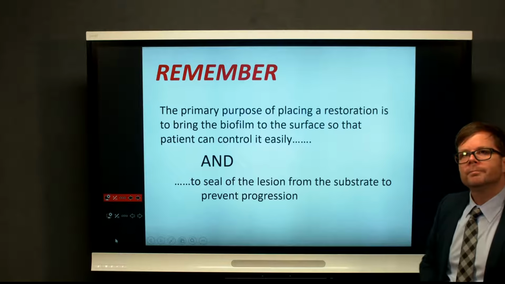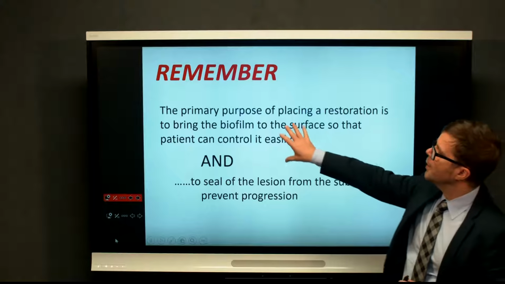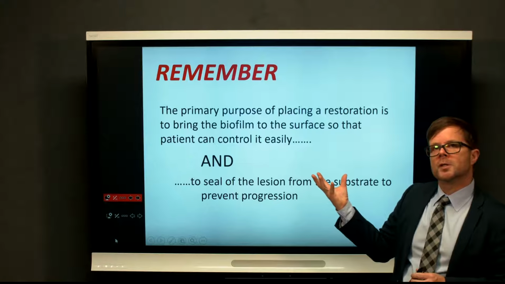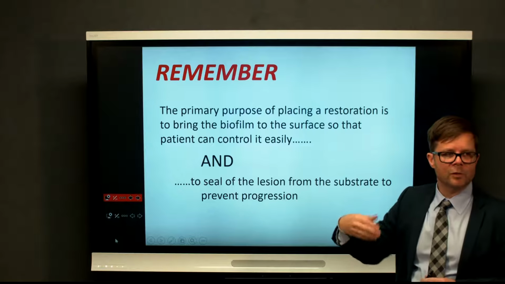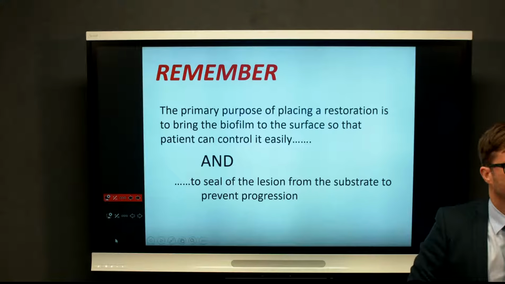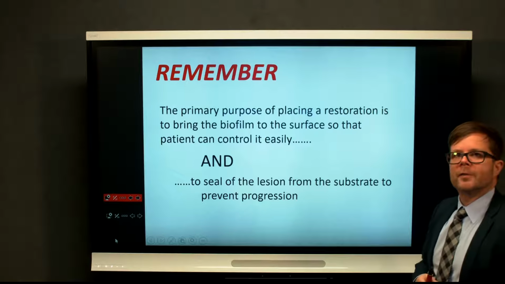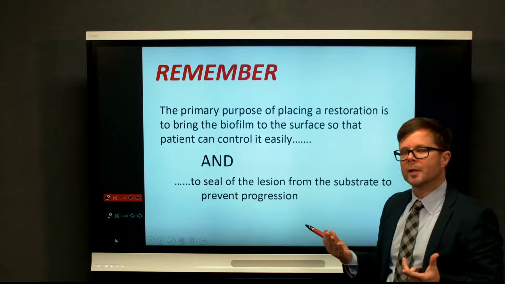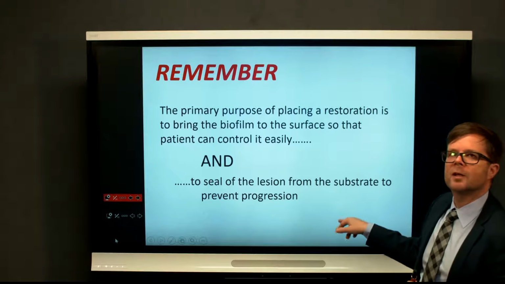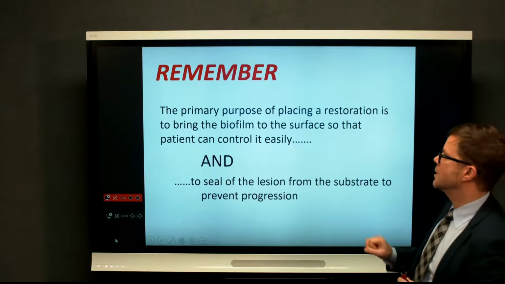So remember, my view is that restorations are placed primarily to bring the biofilm to the surface, out of the cavities which patients cannot access to remove biofilm effectively, and to seal off the cavity from the substrate, the sugars that are available in the mouth when we eat, so that the lesion cannot progress. They're the key reasons for placing restorations.